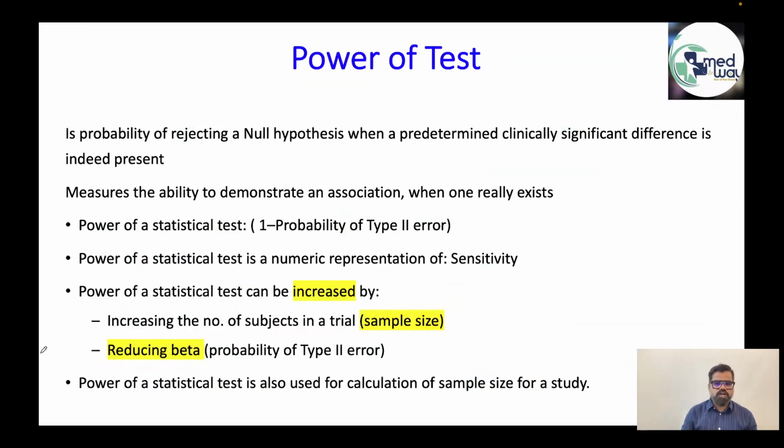Okay, I'll not go into this now. As I said, power of the study: null hypothesis is false, and your study is rejecting it. Very good. So this is just because of the power of the test. So power of the test can be increased by decreasing beta, increasing sample size. Increase the sample, your power will increase.